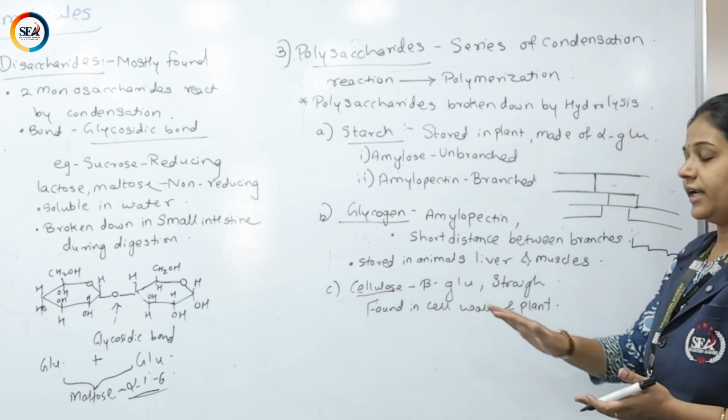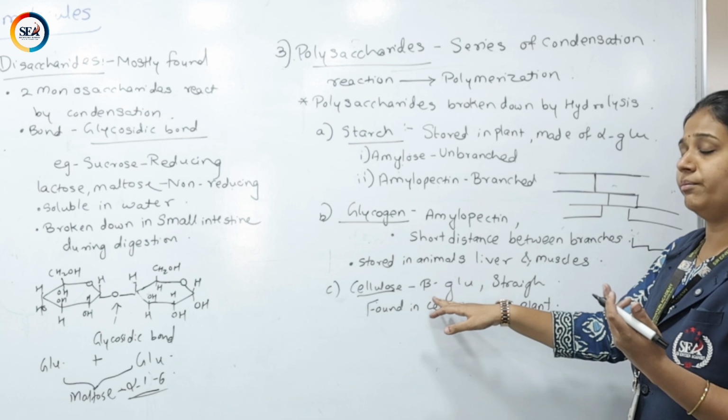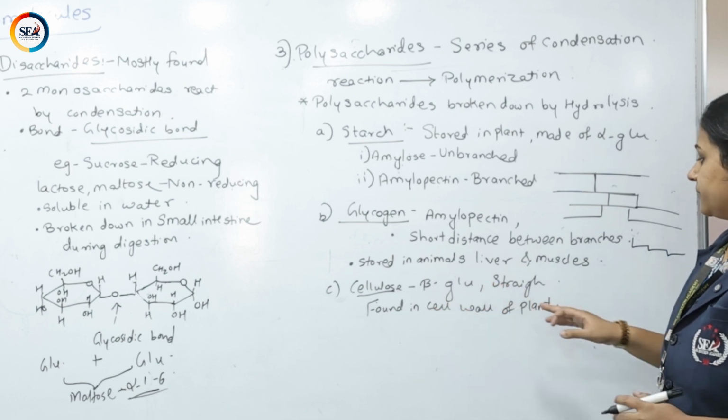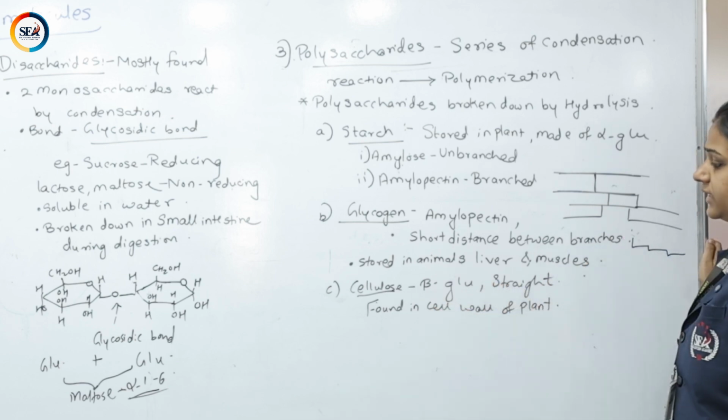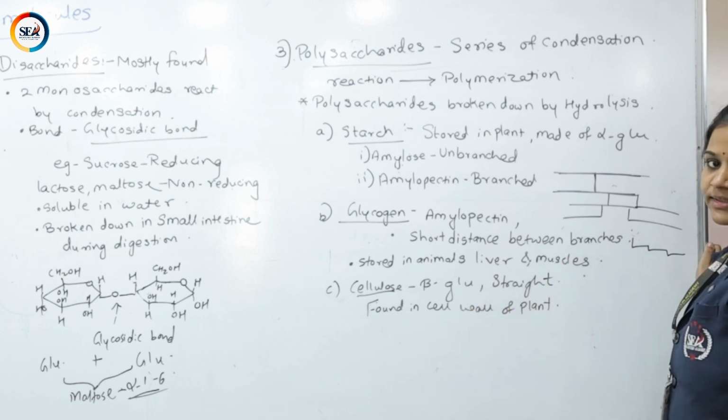Lastly, cellulose. It is also a polysaccharide of glucose, but of beta glucose. Straight. Next, it is found in the cell wall of plants.